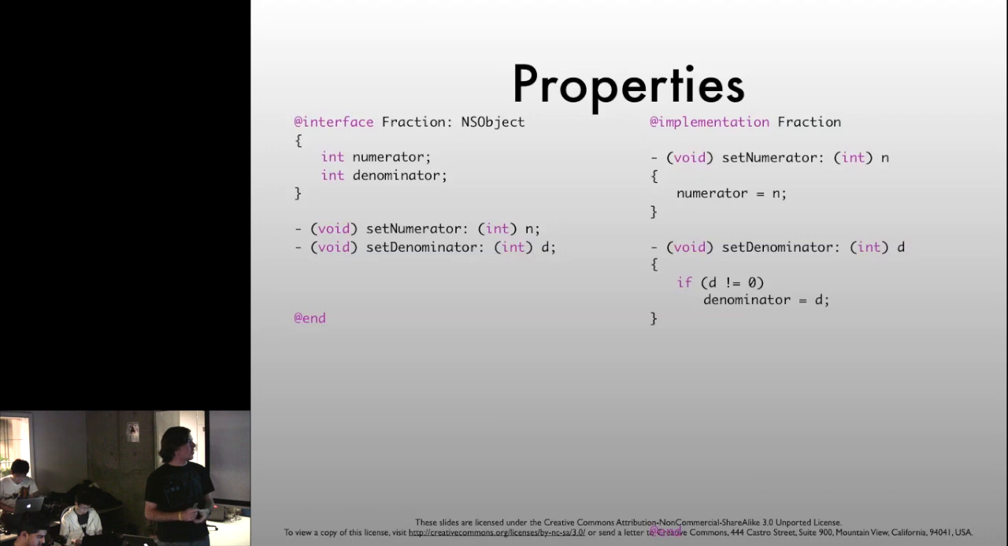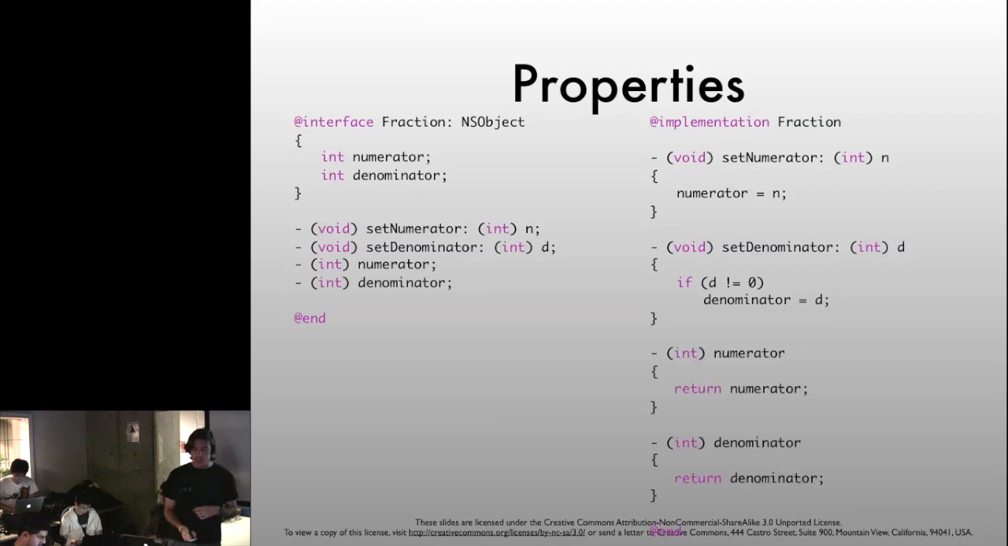The set numerator is kind of boring. For the set denominator, we might want to check if it's not 0, so that way we don't divide by 0. And then we also have methods for getting back the numerator and denominator out of the object. If you've done any object-oriented programming, you've probably found that you write methods like this a lot. Like a lot. If you want to properly encapsulate your variables, you make them private and then write setters and getters for them. This is basically writing that.